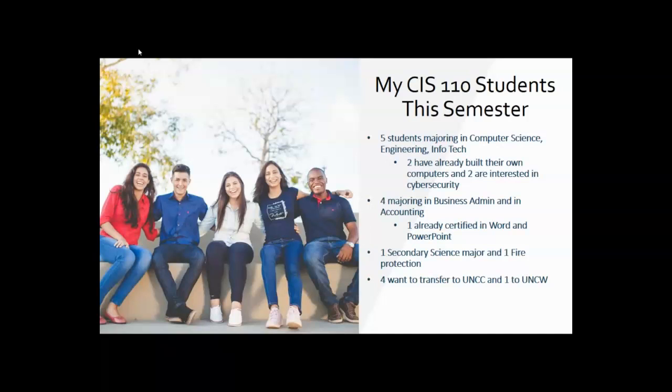I also know that I have a secondary science major who wants to teach high school science, one in fire protection. And then also out of all that, I found out that I have 4 different students that want to transfer to UNC Charlotte and 1 to UNC Wilmington. And so some of that plays into, I have taught ACA 122 before, and so I can have some conversations, maybe not related directly to CIS 110, but related to educational goals that I can tie into the course. So it's very impactful that I can know this information as I work through the course and see different pieces of different things that we're doing along the way.